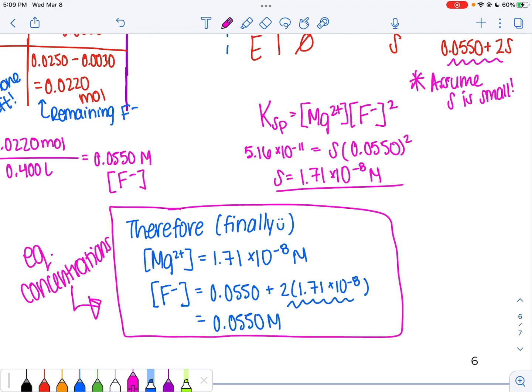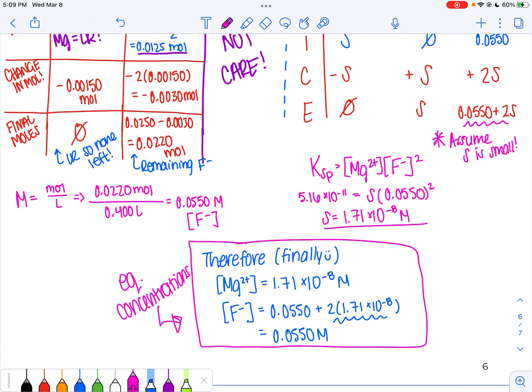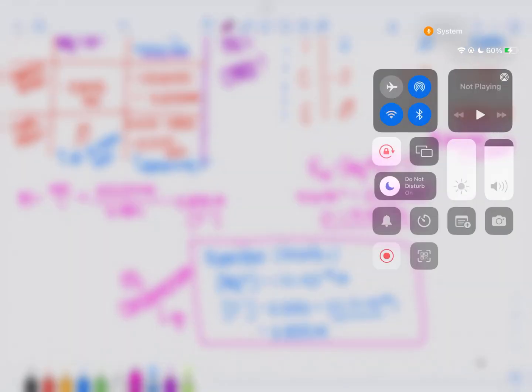So here are our equilibrium concentrations of each of those ions. And now we take a big, deep breath, and we are done with the problem, and we are done with the worksheet, and we give ourselves a pat on the back, and we go to sleep. Bye, everybody.